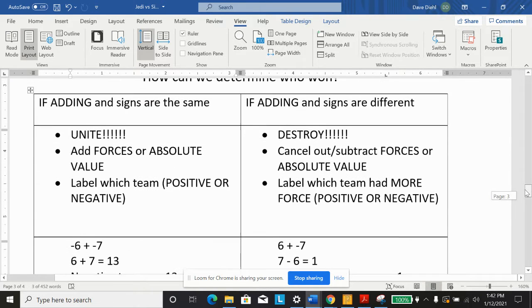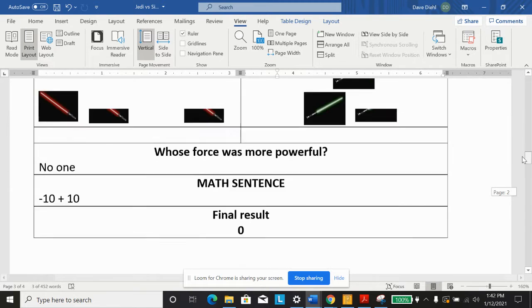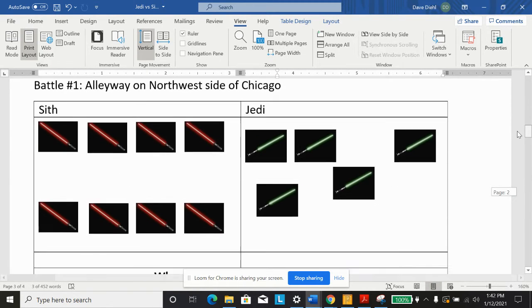What happens if you have a situation where the signs are different, like we saw up above? Well, that's what I like to call a destroy situation. That means that there are some good and some bad, and you've got to see who wins out. Well, how do you figure those out? Here, if you have a situation like 6 plus -7, you look at the forces from each team and you subtract them to see who would win out, just like we did up here.